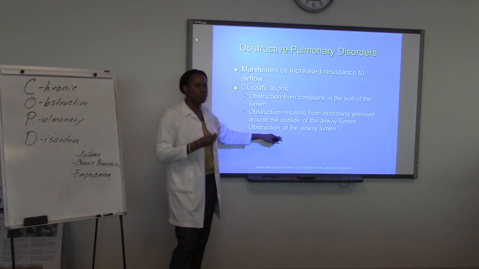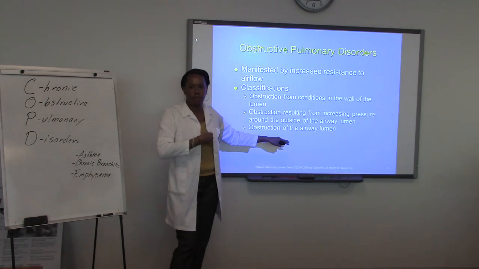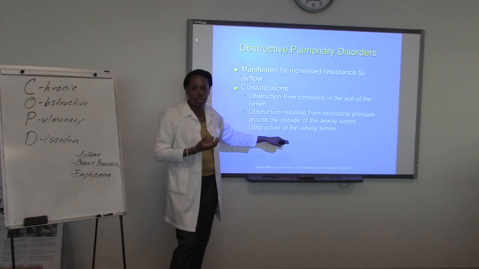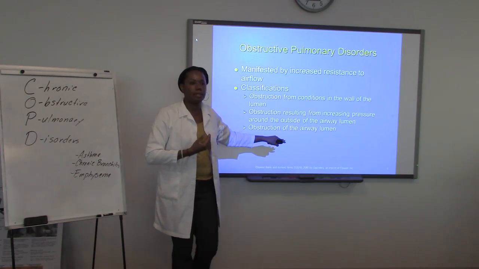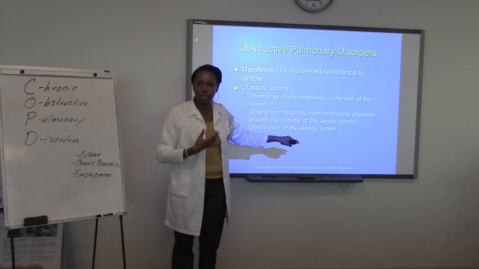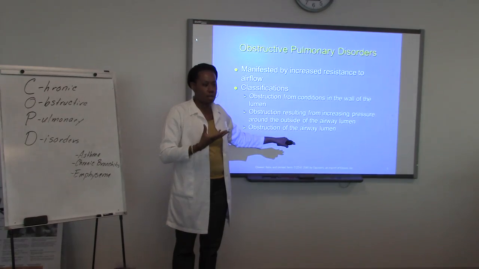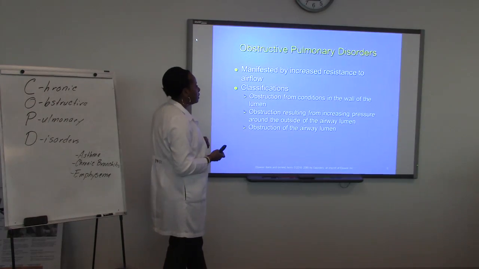And if there's some sort of physical obstruction right in the airway lumen, a very good example of that would be mucus. Mucus is one of the most common things that form in a lot of COPD conditions. And if mucus is just sitting there in the airway, that will block airflow. So these patients can't breathe.